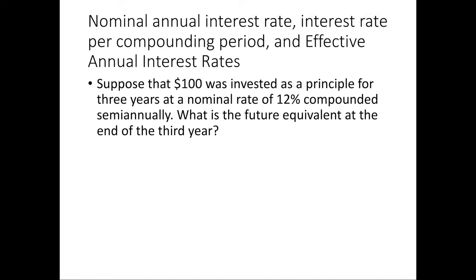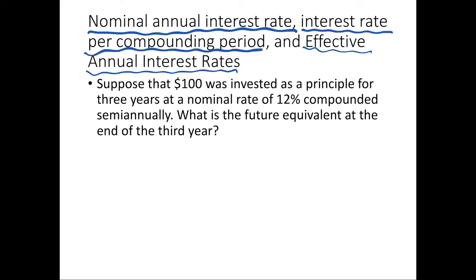So now we have to learn another concept, effective annual interest rate. Okay, so we have learned the nominal annual interest rate, which is just a common quote, not used in calculation. We have also learned the difference between that and the interest rate per compounding period. Now we are going to learn something new. It's called effective annual interest rate.